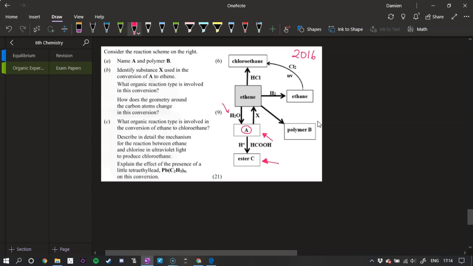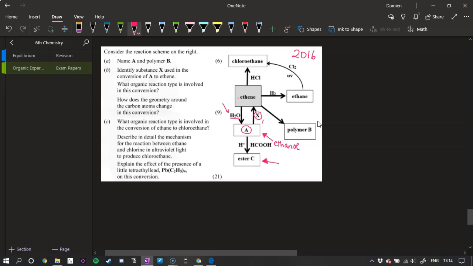Now, at this stage, you should realize that when you remove water from alcohol, you end up with ethene. So going the opposite direction, if you take ethene and you add water to it, you end up with an alcohol. In this particular case, you end up with ethanol. So ethanol minus the water will be ethene. Now, how do we get from ethanol to ethene? And that's what X is. So ethanol to ethene is the first experiment you did.